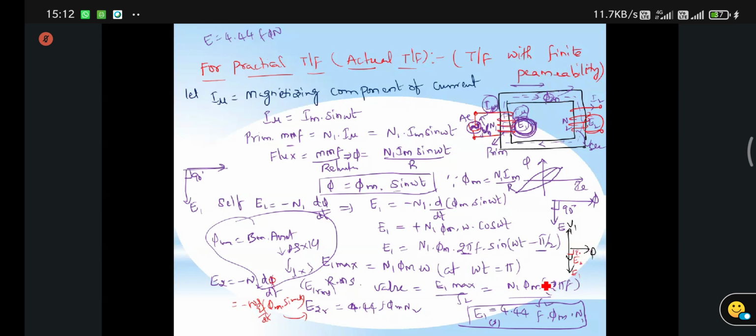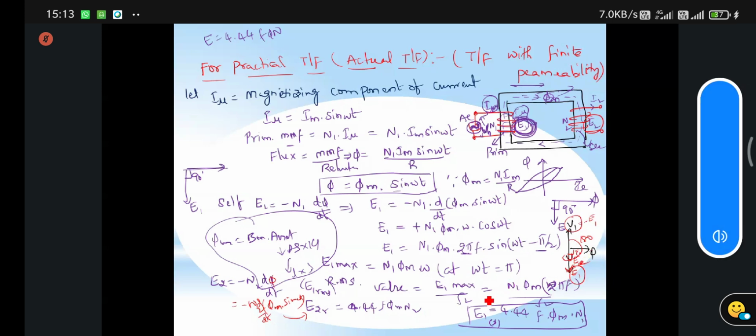The EMF induced in the secondary is also lagging behind the flux vector exactly by 90 degrees, and in phase with the primary induced EMF, you can see. Both E1 and E2 lag by 180 degrees with respect to the applied or input voltage. So V1 is always opposite to E1. That's why you can write V1 equal to minus E1.